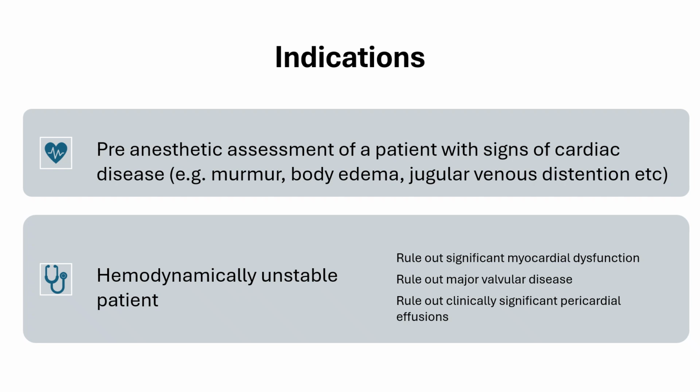So what are the indications to perform a cardiac point-of-care ultrasound? There are way more indications than are present on this particular slide, but some common ones include pre-anesthetic assessment of a patient who has signs of cardiac disease such as murmur, body edema, jugular venous distension, signs of heart failure, and dyspnea. Point-of-care ultrasound should also be performed in a patient who is hemodynamically unstable to rule out significant myocardial dysfunction, to exclude major valvular heart disease, and also rule out clinically significant pericardial effusion, among many others.